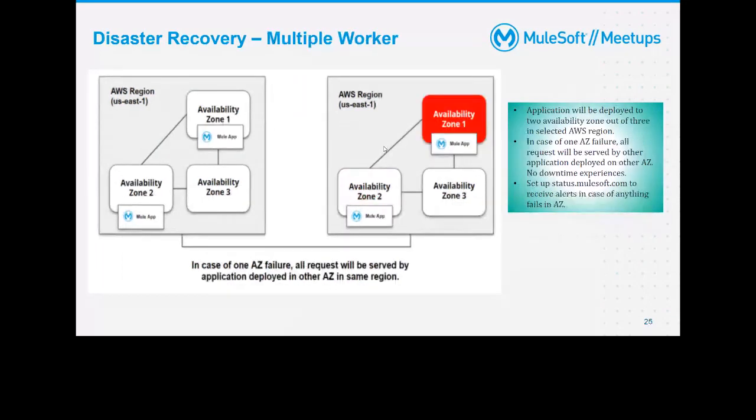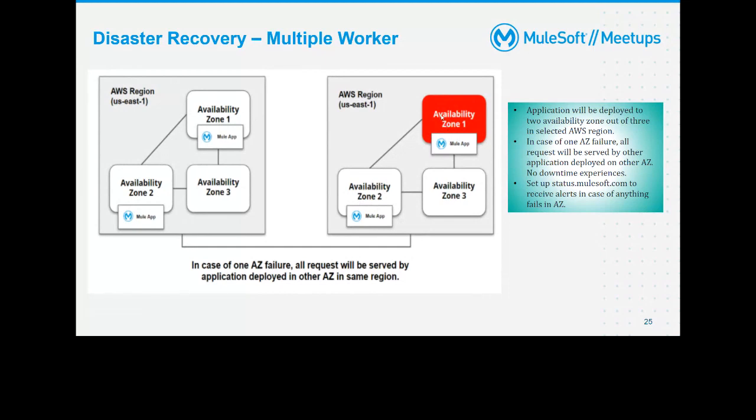In case of multiple workers, what will happen? When I want to deploy the application on 2 workers, the application will get deployed to 2 availability zones, zone 2 and zone 1. If zone 1 goes down, still my application is available in zone 2.